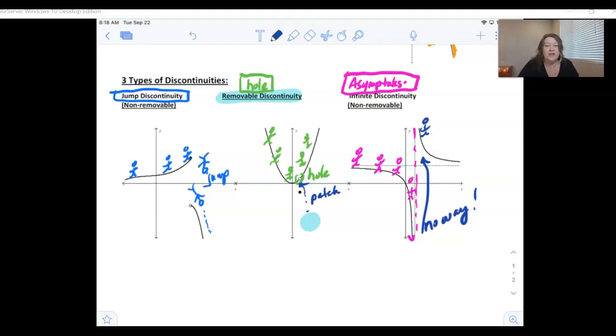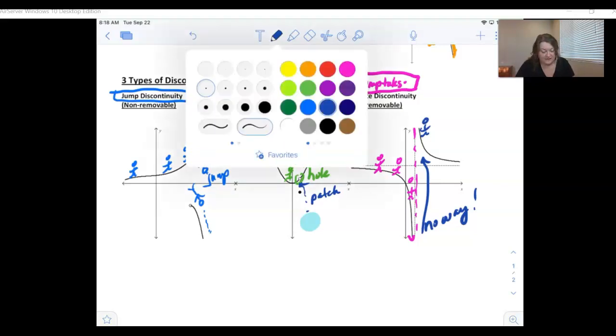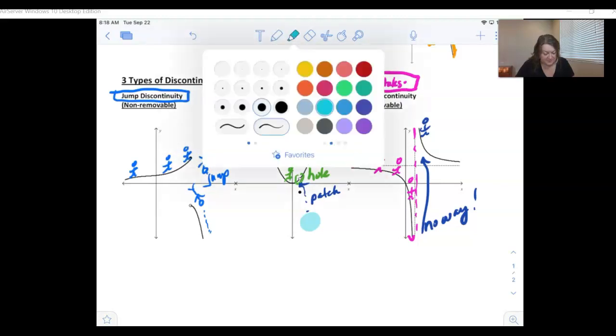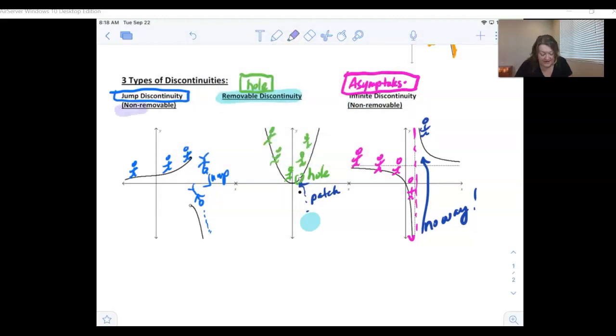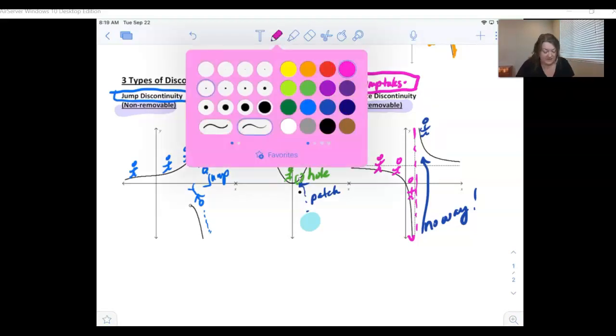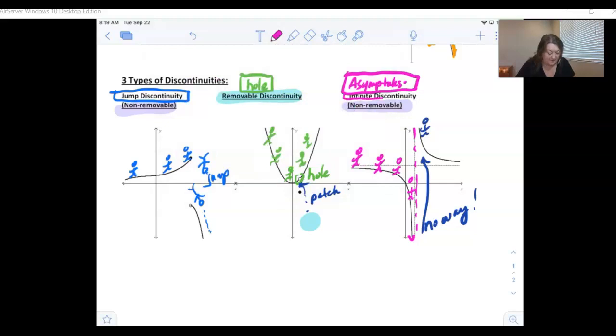You just plug the hole. The other two, though, are considered not as easy to fix. So these are non-removable discontinuities. And then we have one other word for asymptote discontinuities, and that is infinite. And why is it called infinite? Well, of course, because the vertical asymptotes go on for infinity. Okay, so they all have several different names.